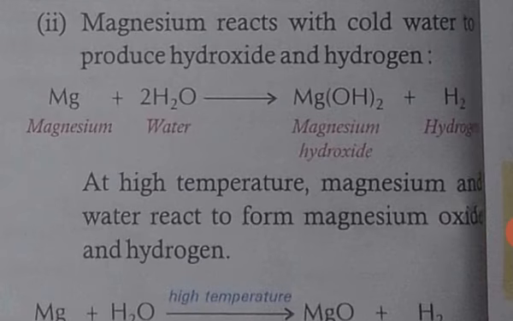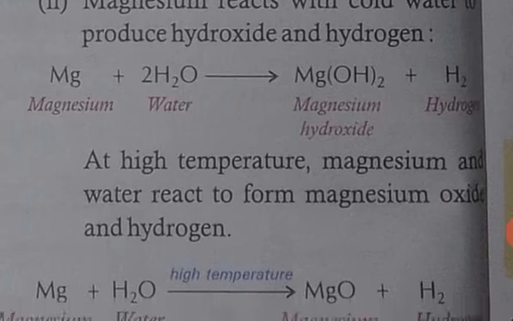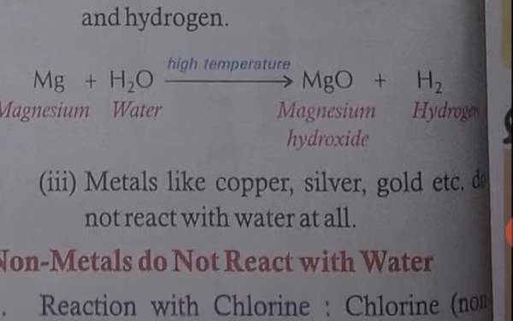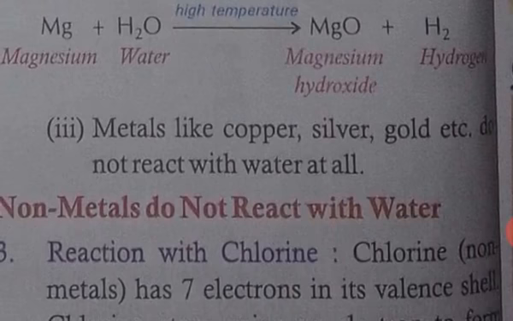Okay. Magnesium reacts with cold water to produce hydroxide and hydrogen. Mg plus 2H2O is equal to Mg(OH)2 plus H2. हाइड्रोजन गैस लिबरेट होती है जब मेटल पानी के साथ रिएक्ट करता है. ओके लेकिन जब इसको हाई टेम्परेचर पर मैग्नीशियम को हम लोग पानी के साथ रिएक्ट कराते हैं तो वो मैग्नीशियम हाइड्रोक्साइड बनाती है और हाइड्रोजन गैस लिबरेट करती है. इसके साथ ही साथ जो कॉपर सिल्वर गोल्ड जो है ये पानी के साथ ज़्यादा रिएक्ट नहीं करते.